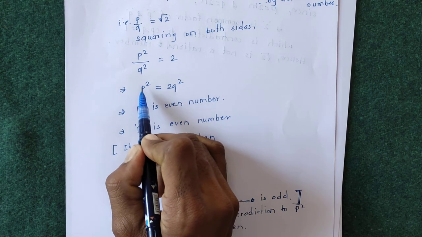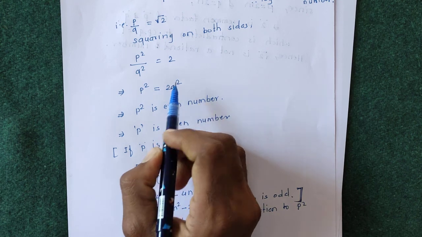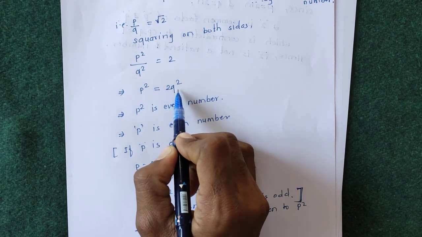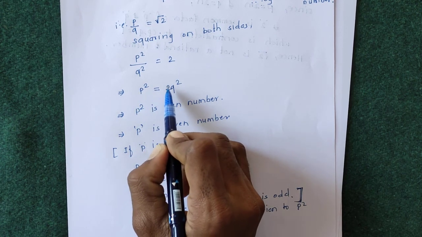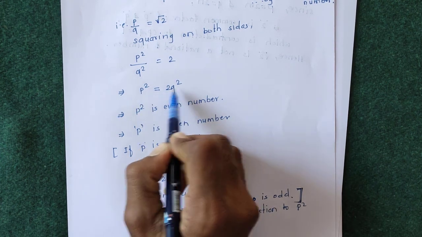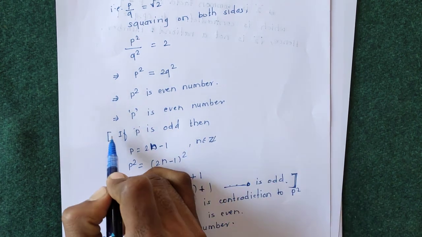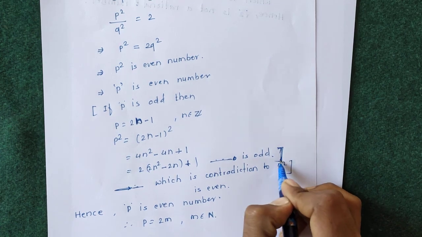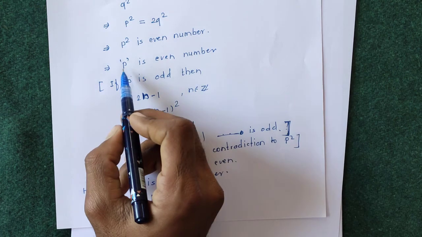Here p square is of the form 2 into some integer, and q square is again an integer. So p square is equal to 2 into some integer, which implies p square is an even number, because p square is of the form 2k. The numbers of the form 2k are even numbers. So p square is even implies p is even, and this is the reason for this step.